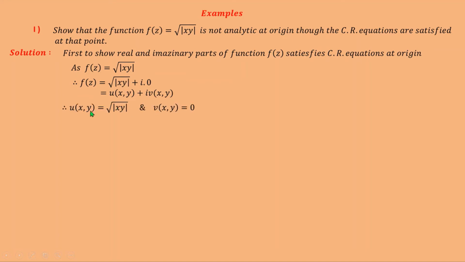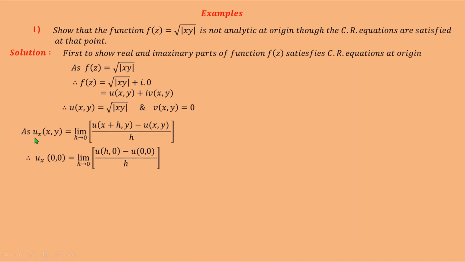So we get f(z) = u(x,y) + i v(x,y). Comparing real and imaginary parts, we get u(x,y) = √|xy| and v(x,y) = 0. Now we have to find u_x at (0,0) and u_y at (0,0). For that, as we know, u_x(x,y) = limit h tends to 0 of [u(x+h, y) − u(x,y)]/h. This gives the partial derivative of u with respect to x at (x,y). Now put x = 0, y = 0. So we get u_x(0,0) = limit h tends to 0 of [u(0+h, 0) − u(0,0)]/h.